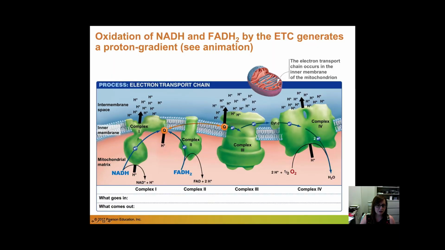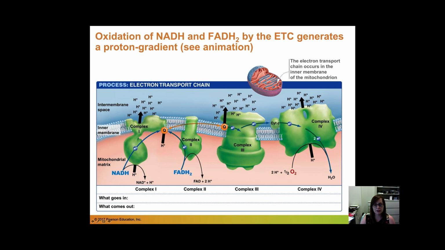So here NADH is donating its 2 electrons to complex 1, and 4 protons are going to be pumped through. And then that's going to deliver it to Q, and Q is going to take those electrons to complex 3. When those electrons get shuttled to cytochrome C, 4 more protons are pumped through, and then cytochrome C transfers to complex 4, which then transfers it to half an oxygen to make water, and then 2 more protons are pumped through.